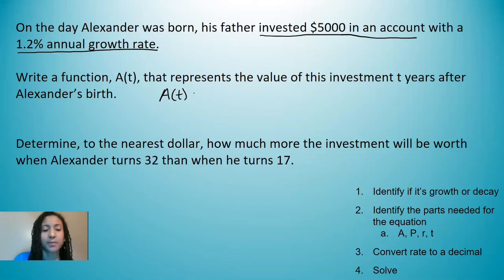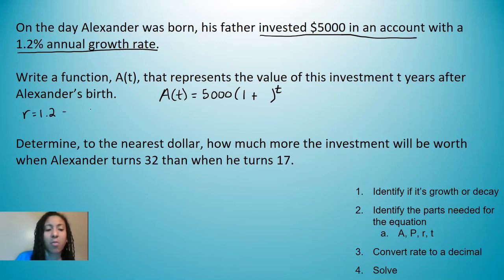final amount. So our next thing would be the P, which is 5,000 times 1 plus r. We don't know what r is yet, but we're going to figure it out real soon. And then it says after t years. So this is just a t here. So our rate is 1.2, but remember we have to convert it to a decimal.